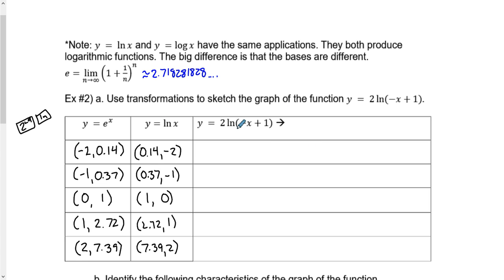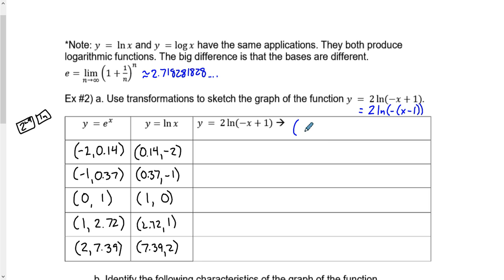Now let's do some transformations. We can see that this 2 means it's going to be stretched by a factor 2. The negative here means it's going to be reflecting over the y-axis, because on the inside it's dealing with the x's, so we need to flip over the y-axis. And that +1 is not a +1. Because our b value is not isolated, we need to make sure we factor that negative out. So it's actually 2 ln of negative x minus 1. So that we can properly do our transformations. That's one thing that you have to keep on remembering.